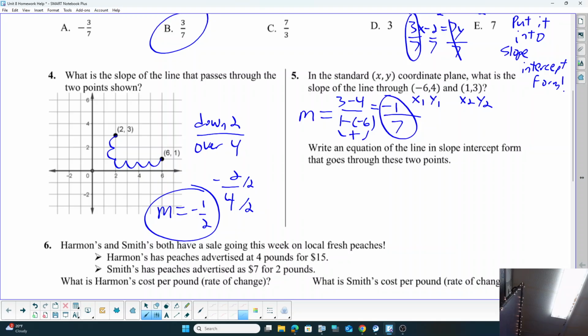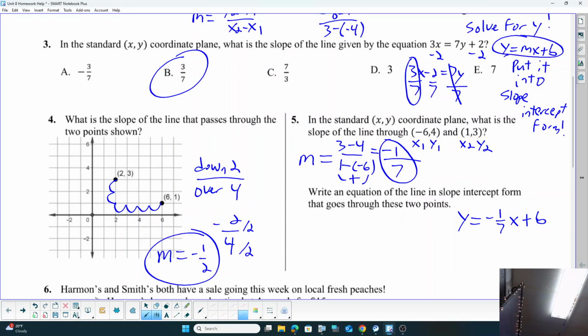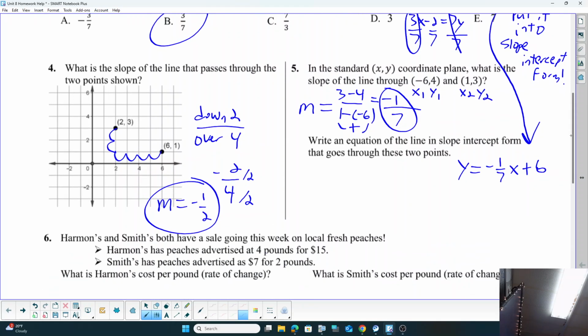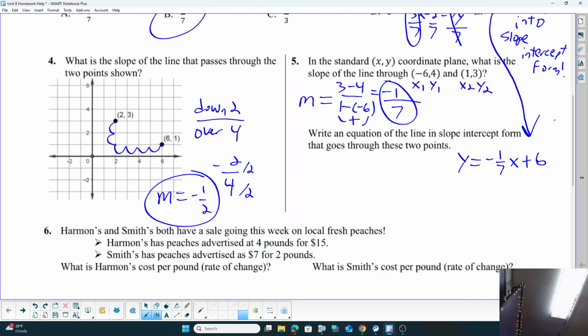So now I want you to find the equation of a line in slope-intercept form that goes through these 2 points. Come up with the equation of a line. Well, we almost have it. So y equals negative 1/7 x plus b, right? Because we have our slope. y equals mx plus b. We just need the b value. Well, you have to choose one of your points. So I'm going to choose the positive x there.